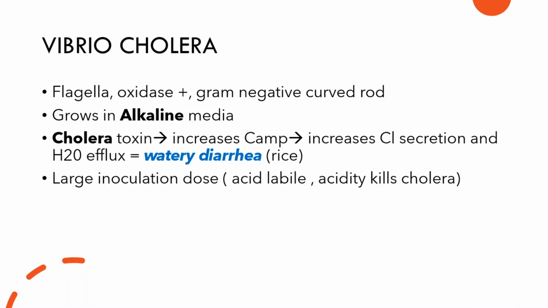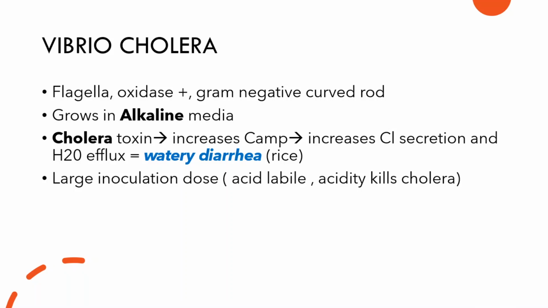Moving on to Vibrio cholera. So cholera has a flagella. It's oxidase positive, a gram-negative curved rod, and it has a flagella like I mentioned, so anytime you see it on histology, you will see a rod with a flagella. It will grow in alkaline media, and it contains cholera toxin. Cholera toxin increases cyclic AMP, which will increase chloride secretion and water efflux, causing a rice water diarrhea.